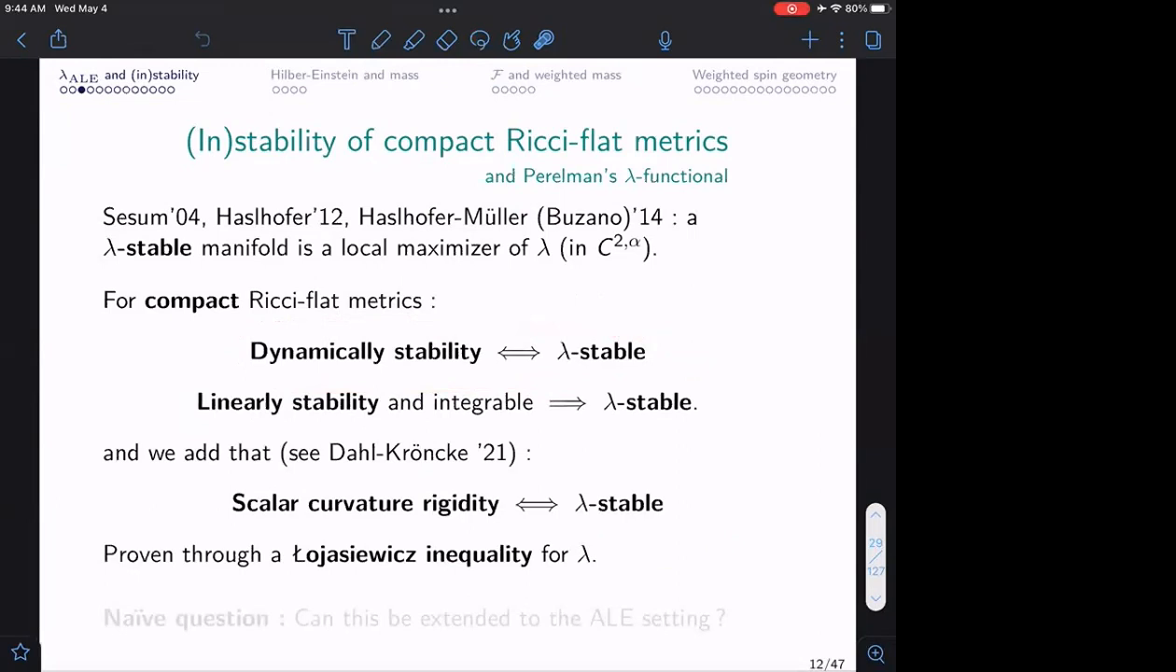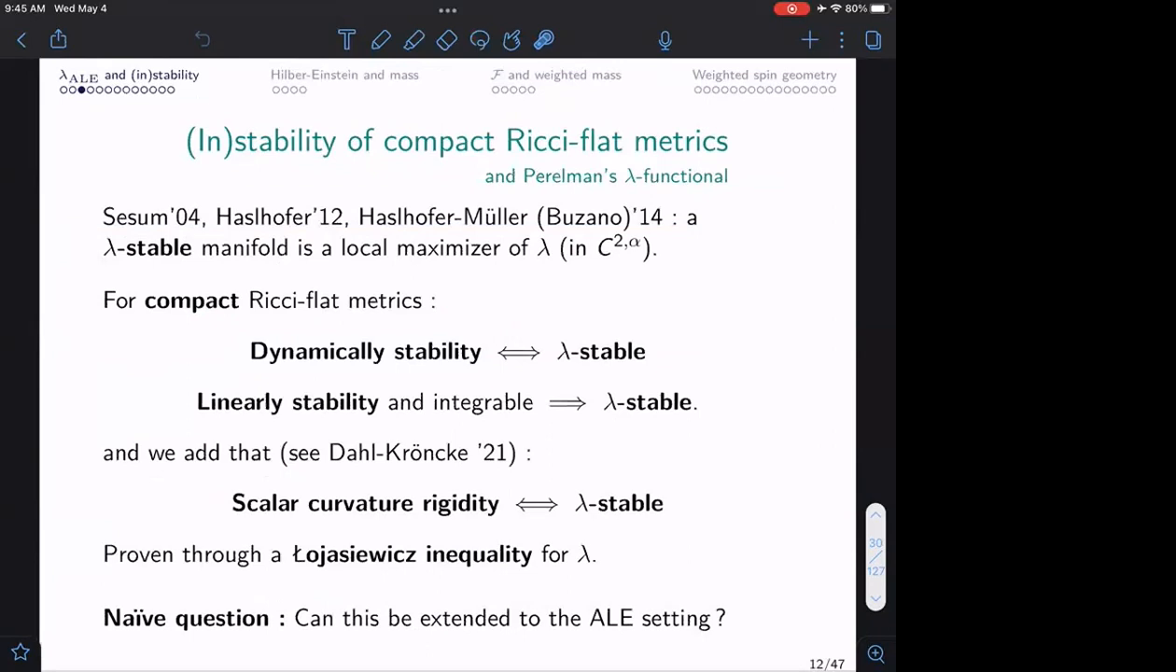And if you want to talk about linear stability, you need to add the assumption of integrability, meaning that if you have an infinitesimal Ricci-flat deformation, you actually have a whole curve starting with this infinitesimal deformation direction. And there is also a third one, which was not stated in all of these papers, which is well known. I think that the survey of Dahl and Kröncke is probably the best place to see that, where they say that scalar curvature rigidity is equivalent to lambda stability as well. And our next question is, how can we extend this to the ALE setting?